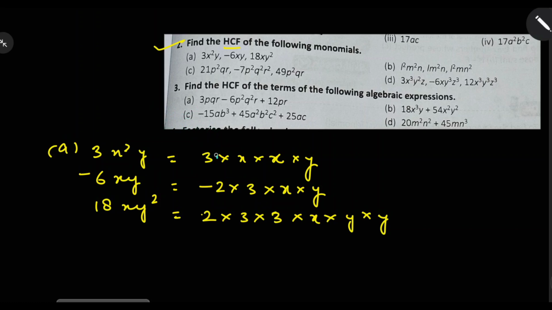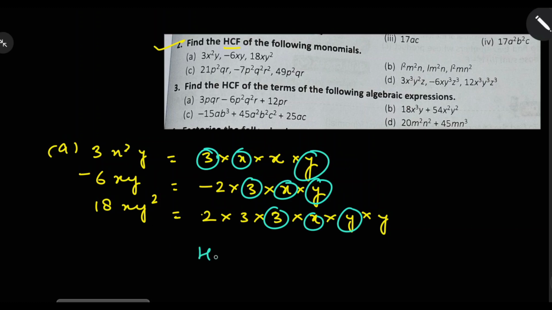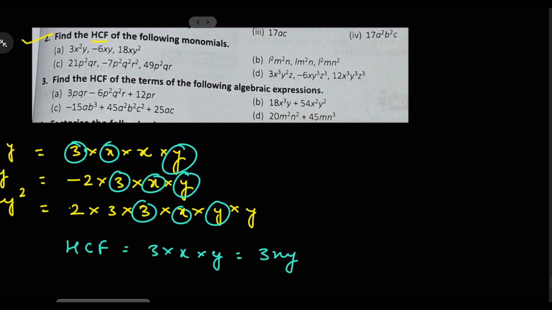As you can see here, 3 is common here, here, and here. X is common here, here, and here. Y is there, there, and there. And the rest is not common. So the HCF is equal to 3 into x into y. So the answer will be 3xy, and this is our answer. So let us take one more question.